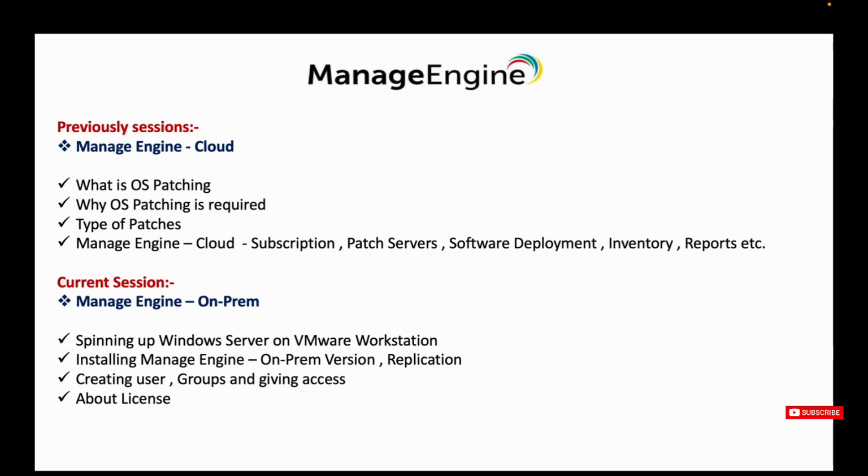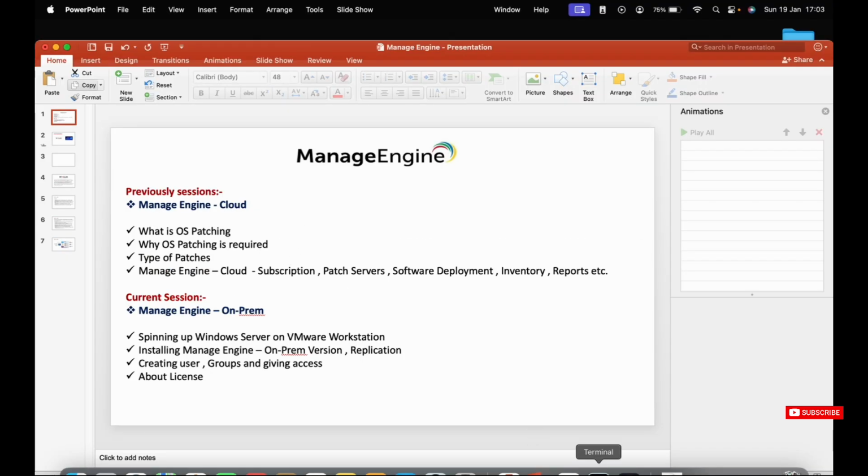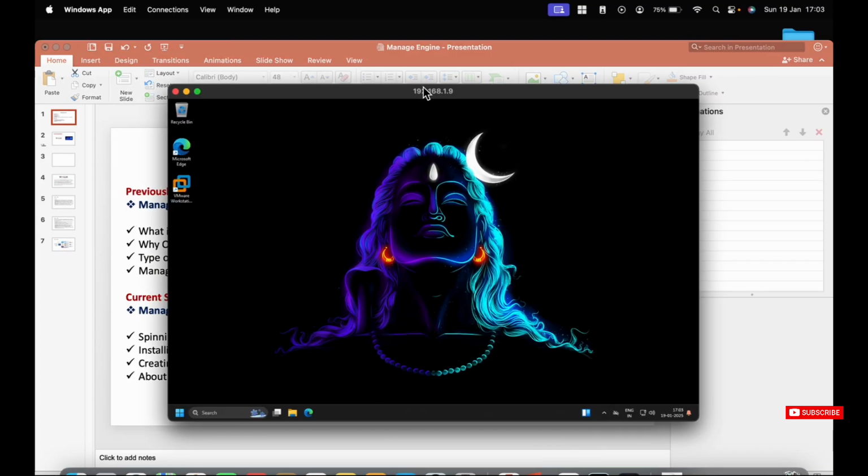be spinning up a machine on VMware Workstation, which is running on my home PC, and then we'll be installing the ManageEngine on-prem version and we'll do the application. We will create user groups and give access, and then we'll see about the licensing part. Okay, so let me take remote control of my machine.